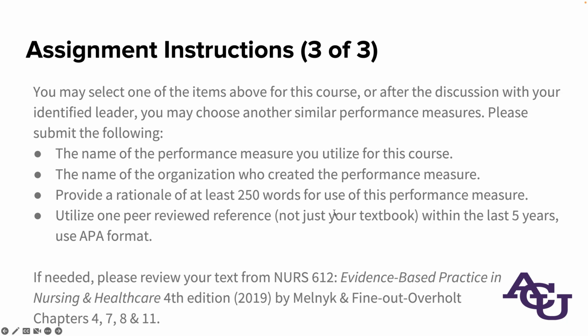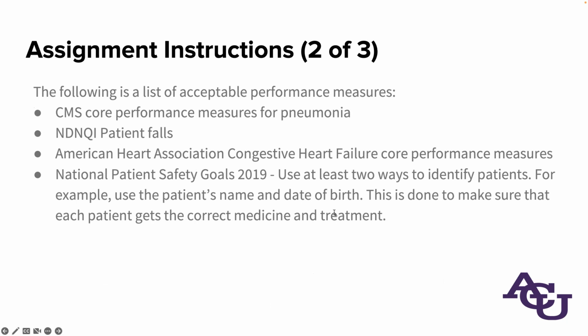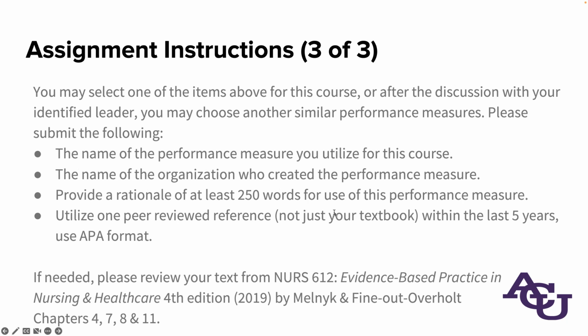All right, you may select one of the items above for this course, meaning you can pull from this list, or you can propose another, but if you're proposing another, you need to have a discussion to confirm that you can use that. And then you need to tell us the name of the performance measure you're using, the name of the organization that created it, a rationale for using it, and ground this with at least one peer-reviewed reference within the last 5 years using the APA format.